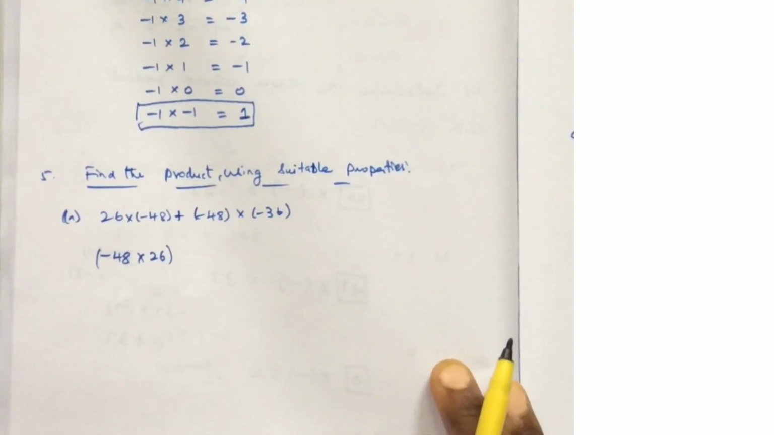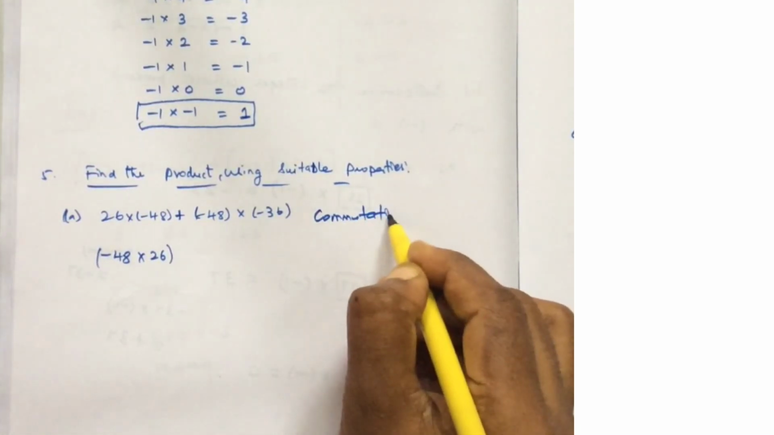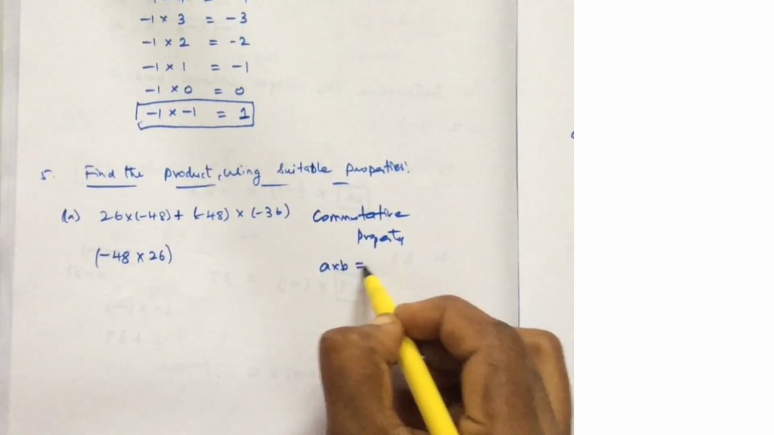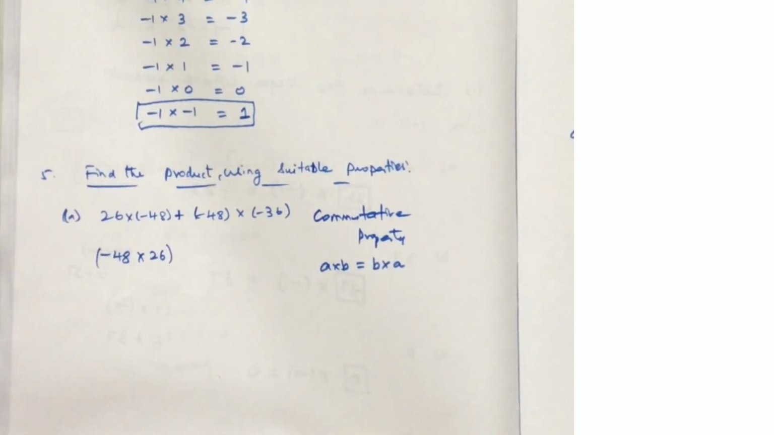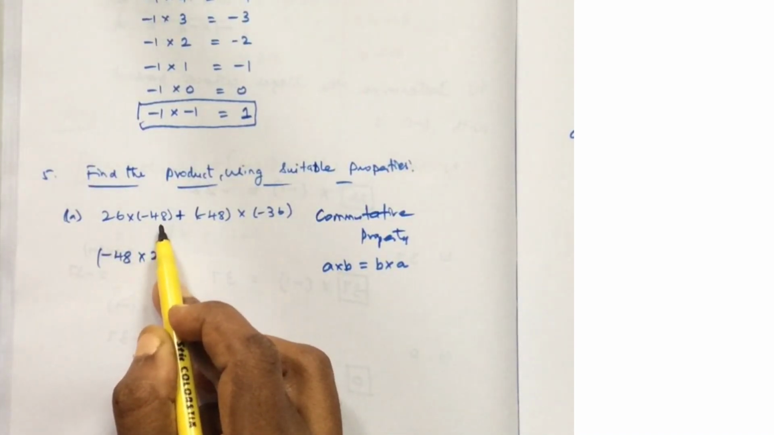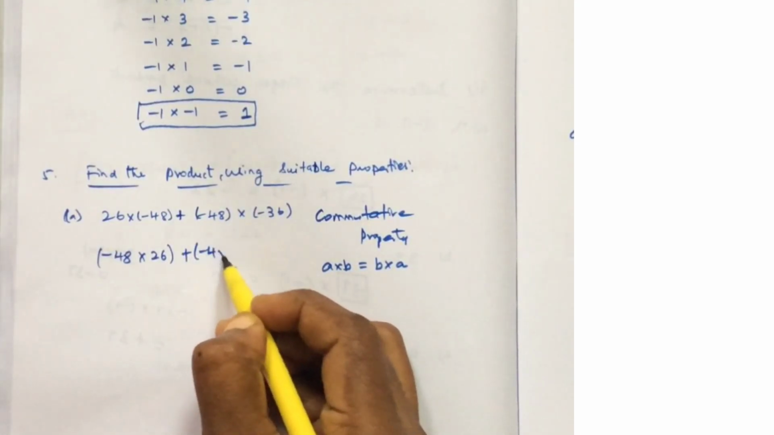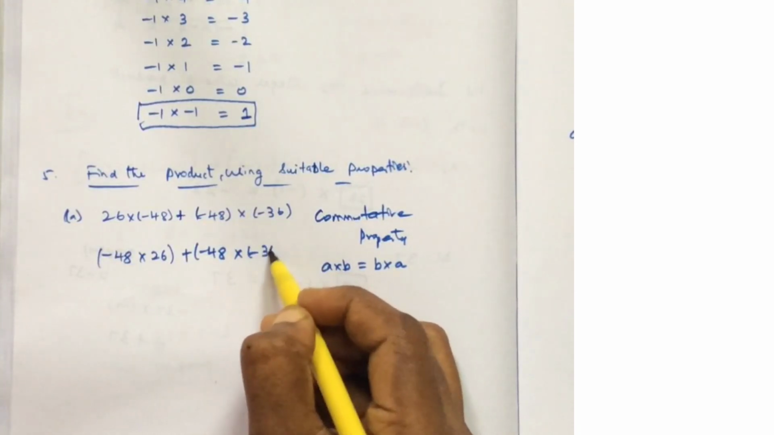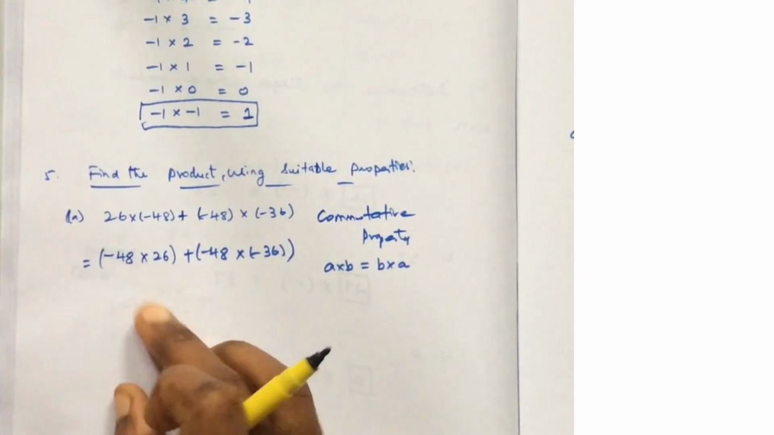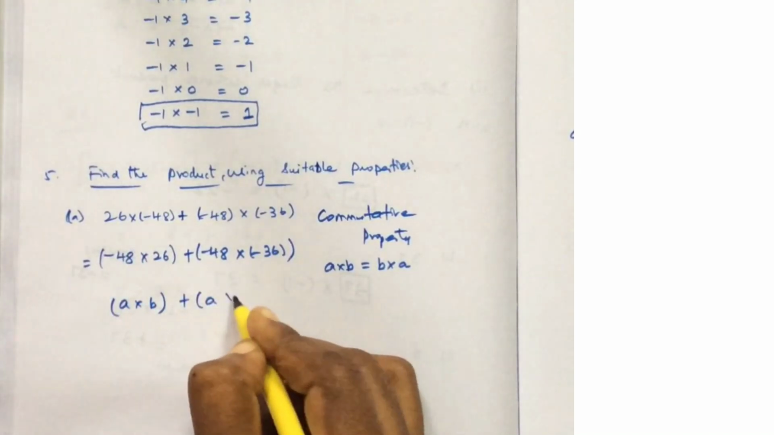Instead of 26 multiplied by minus 48, I am writing minus 48 multiplied by 26. What is this property called? This property is commutative property. What is it? A multiplied by B can be written as B multiplied by A. Okay, the first property I am using is commutative property. Next thing I am writing as it is, minus 48 multiplied by minus 26. Okay. Now you can see it is in the form of A multiplied by B plus A multiplied by C.